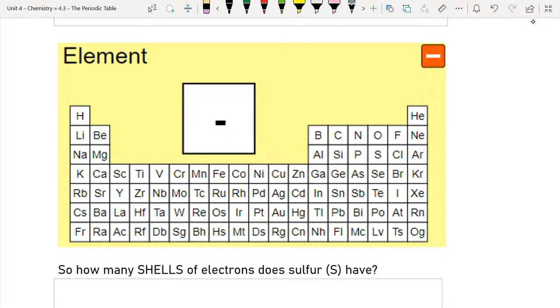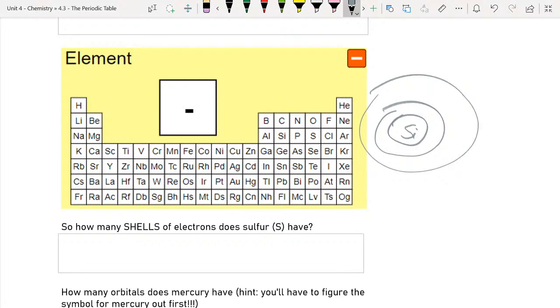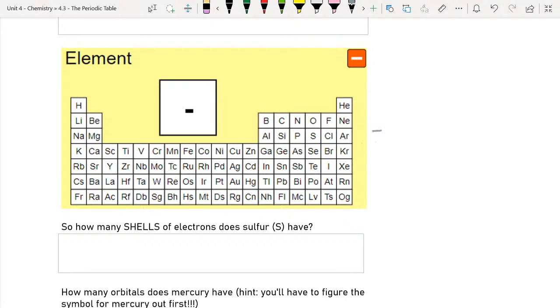So silicon, if I was going to draw a Bohr-Rutherford diagram of silicon, how many shells would I have to put in? 1, 2, 3. And here's the nice thing. The first shell would have to be full, right? The second shell would have to be full. You only have to worry about the outer shell. Does that make sense?